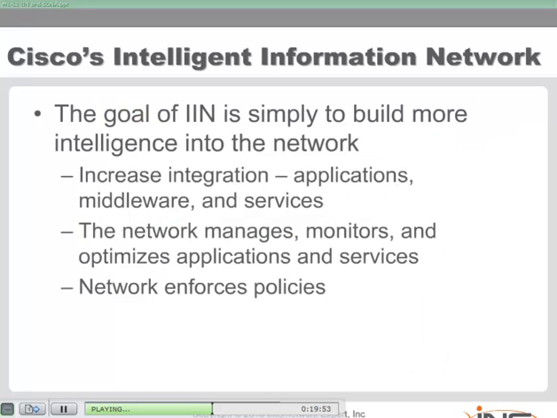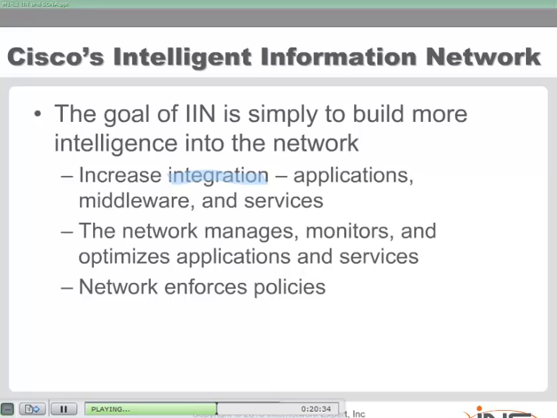So the goal of our intelligent information network obviously is to build more intelligence into the network. But what do we really mean by more intelligence in the network? I mean, what does that really mean? Well, we're going to see an increase in a key word here: integration. That's right. A key element of the intelligent information network is more integration than we have ever had before.